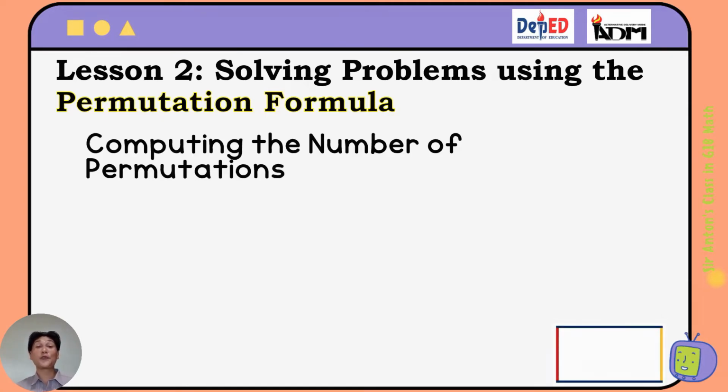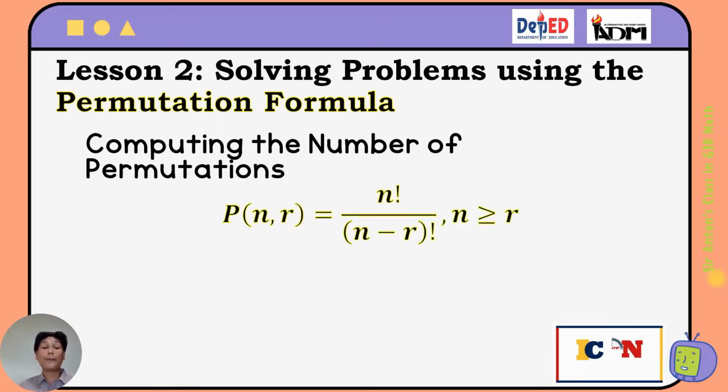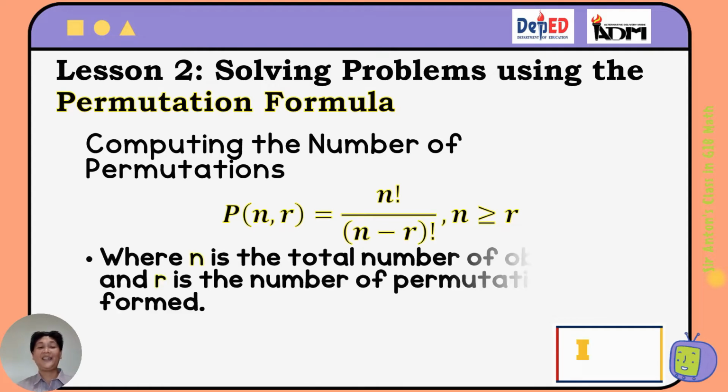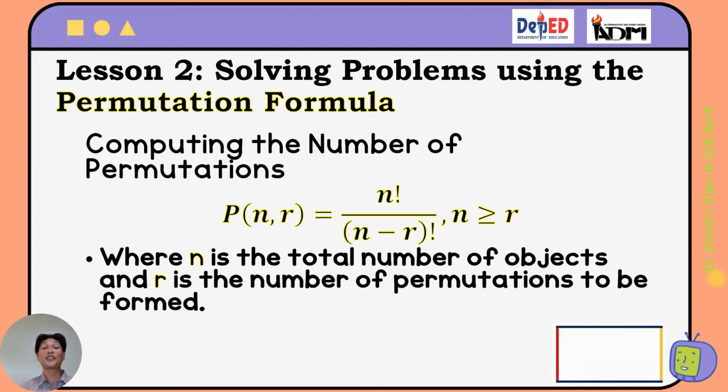Computing the number of permutations will be given by P(n, r), or the permutations of n objects taken r at a time, which is equal to n factorial divided by the quantity of n minus r factorial, where n must be greater than or equal to r, where n is the total number of objects and r is the number of objects to be arranged. Okay, let's apply this formula now.